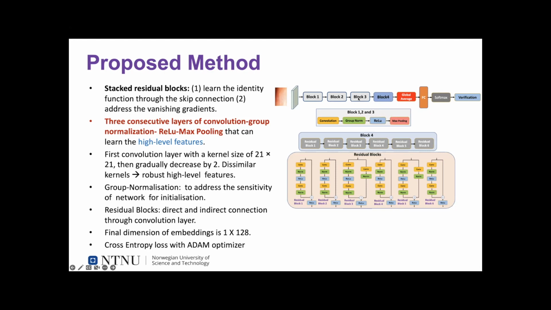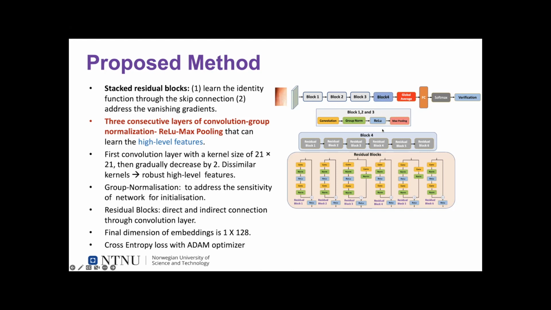Our proposed method consists of three consecutive blocks: block 1, block 2, and block 3, having layers like convolution, normalization, ReLU, and max pooling. This combination is repeated consecutively three times so that we can capture the low-level features. These are not essentially minutia-based features, but mainly texture-based features that we extract in the first three blocks. After that, the convolution layer dimension is gradually decreased by 2. By doing this, we notice that we can learn very robust high-level features.